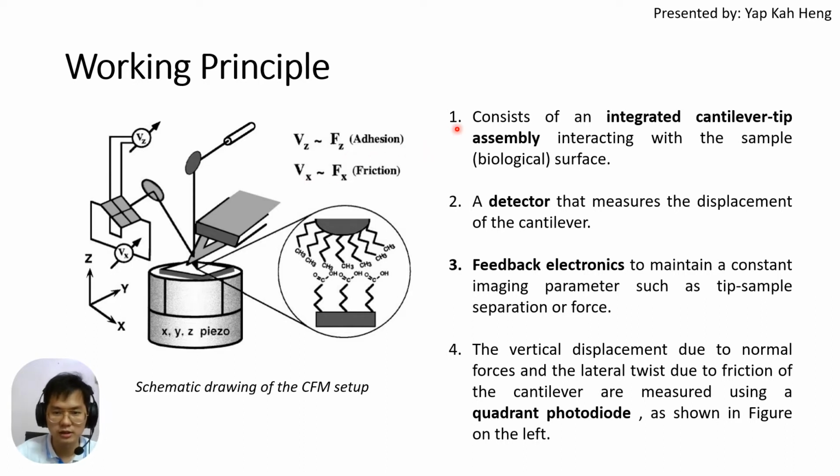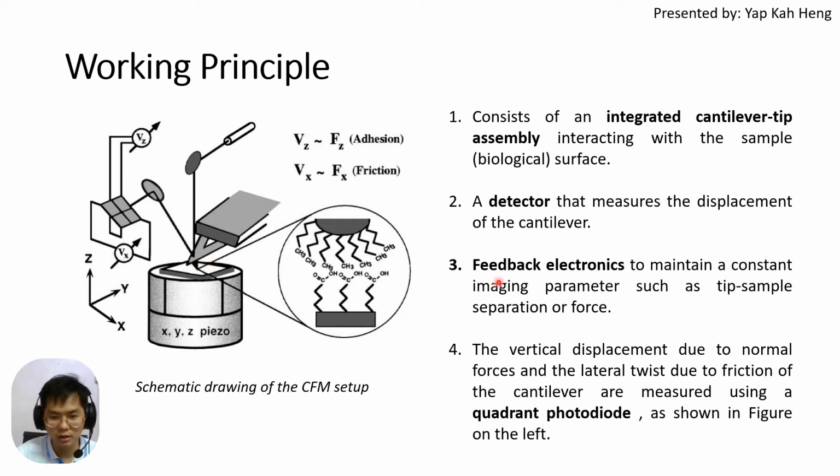This chemical force microscopy consists of an integrated cantilever tip assembly, which interacts with the sample. Normally it is a biological sample surface. The integrated cantilever tip is over here. Next, we have a detector that measures the displacement of the cantilever. So we know there is a displacement between the cantilever and the sample, and the detector will detect how much the displacement is.